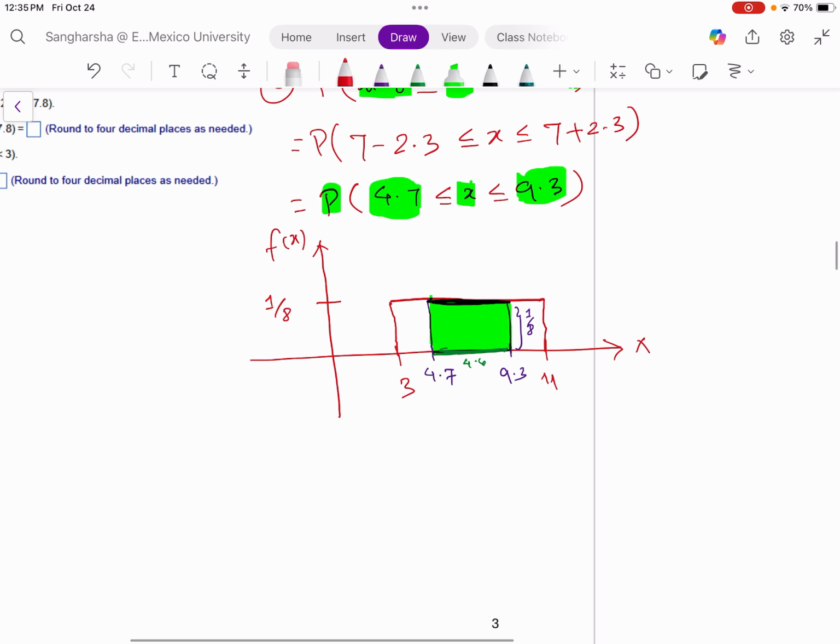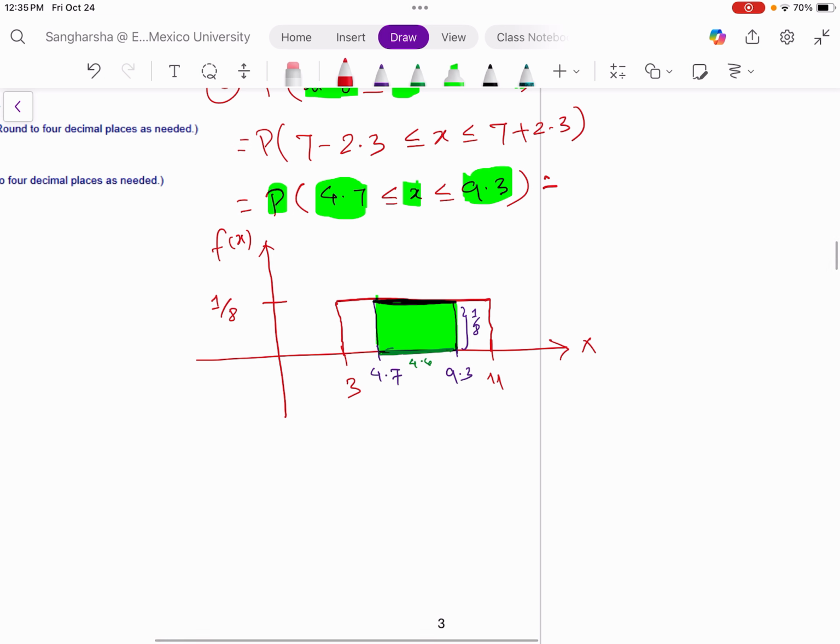Now this probability is equal to the area of this rectangle, which is 4.6 times 1 over 8, which is 4.6 divided by 8, and this is equal to 0.575. Okay, so this is the probability that our x is within one standard deviation of the mean.